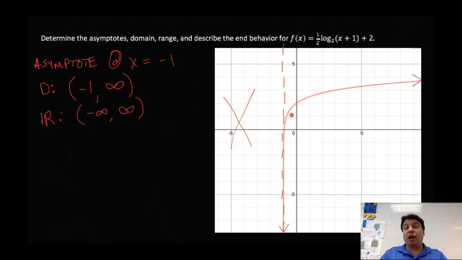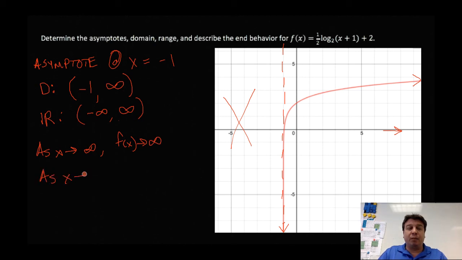So now I have to describe the end behavior. Right, so as x approaches infinity, as x moves this way, what happens to the graph? Well, when we talked about our range, we see that this continues to infinity. So as x moves to infinity, so does the function. So f of x approaches infinity.